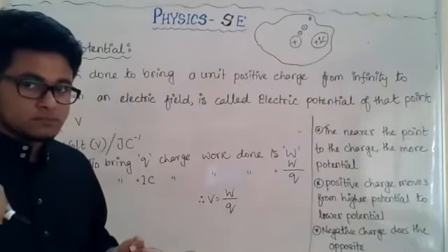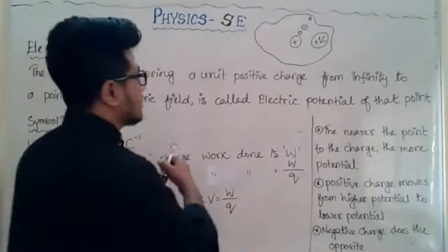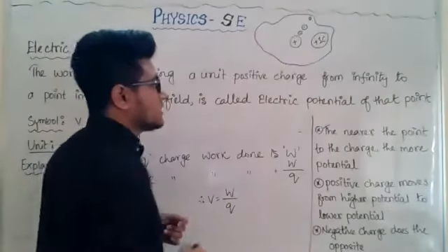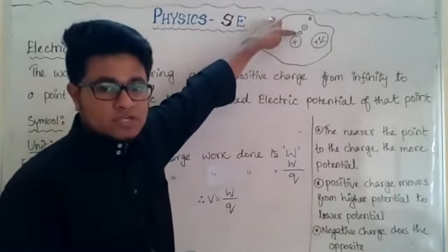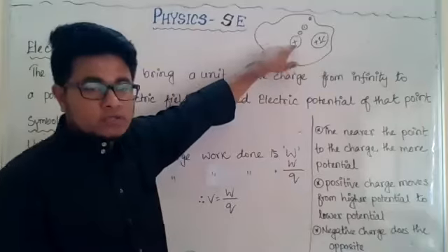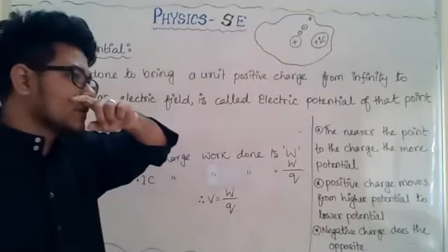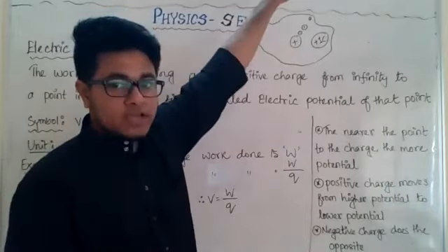Do you understand this one? I hope you do. Now let us see. If I put this positive charge in this point, definitely there will be some repulsion force applied by this charge, right? So due to this repulsion force, what will happen? The positive charge will move in the outward direction, correct or not?